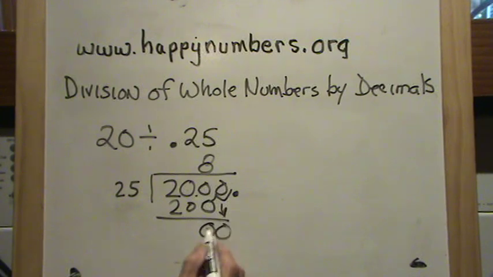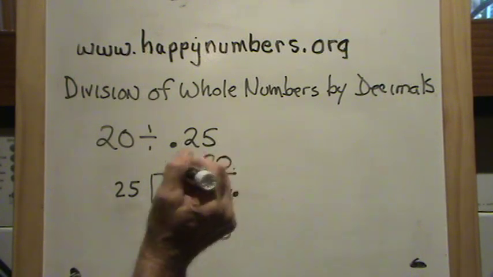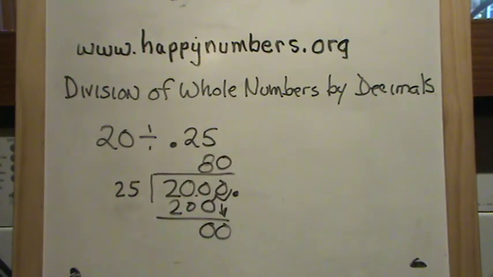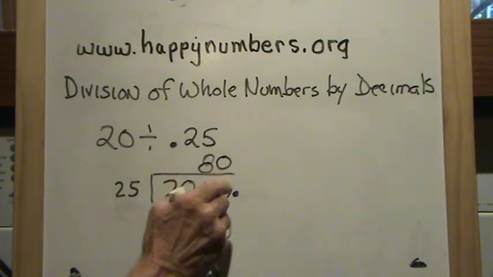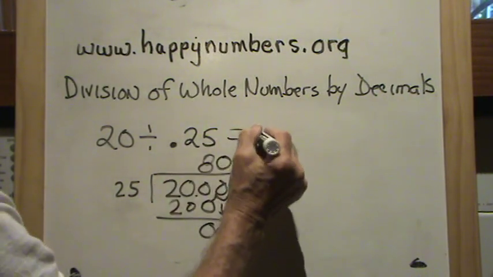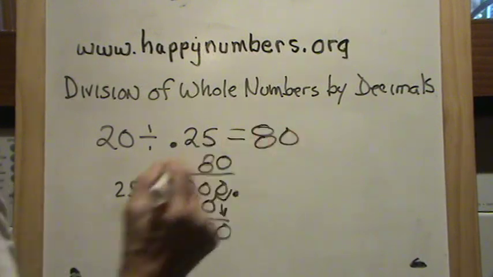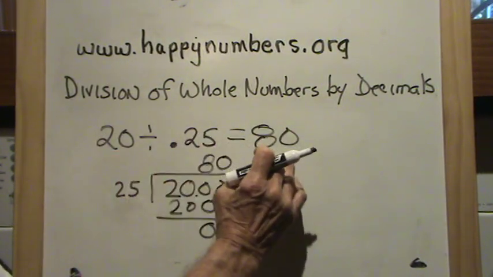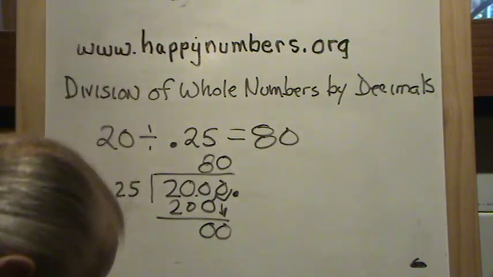We bring down the 0. 25 goes into 0 0 times. And so that's our answer. Now, we don't bring the decimal point up because the answer is a whole number. So 20 divided by 25 hundredths is 80. Excellent.